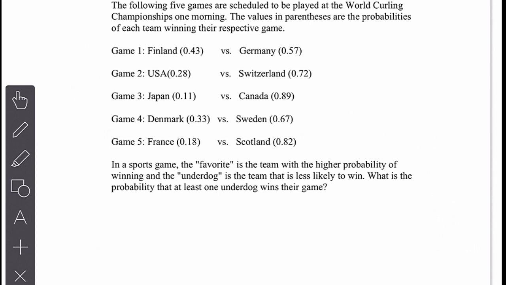So the underdogs, let's circle the underdogs. That's an underdog. That's the underdog. That's the underdog. Oh, is it always on the left? They write it that way, okay. So the chance... I didn't think about this yet. I have to think about it.